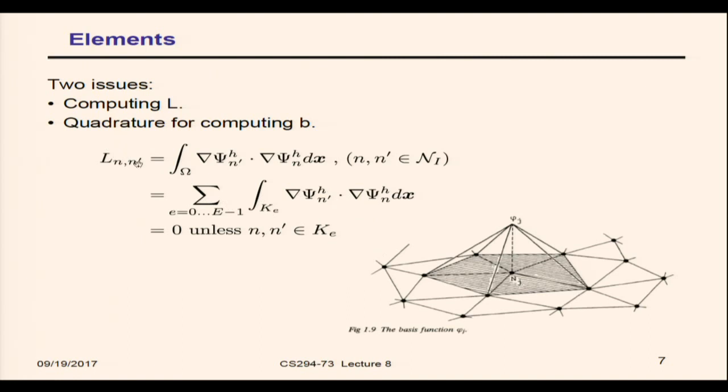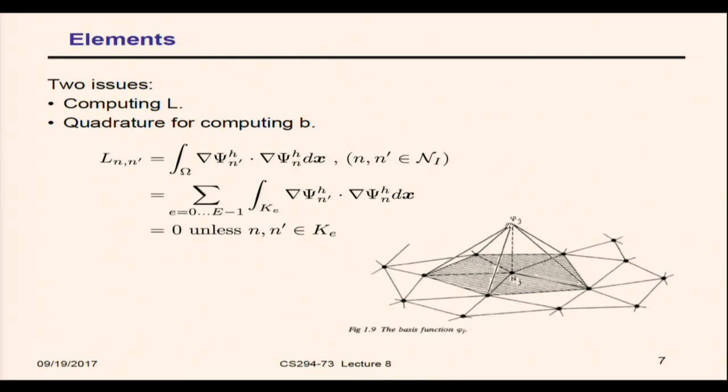So let's talk about computing L. How do you organize yourself to compute this sum? Well, here's the trick. You can convert this sum into a sum over elements. So this is the sum over all the elements of the integral over an element of grad psi h n prime dot grad psi h n. All I've done here is I've said omega is broken up into E elements, and they're disjoint. So that means the integral over omega is the integral over each element separately.